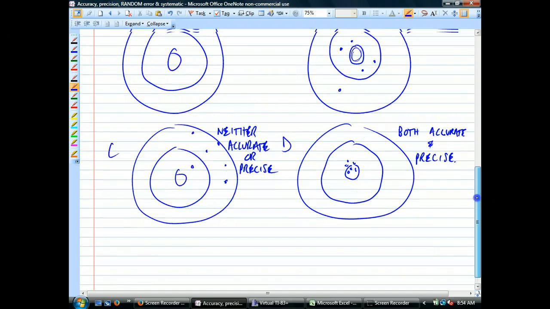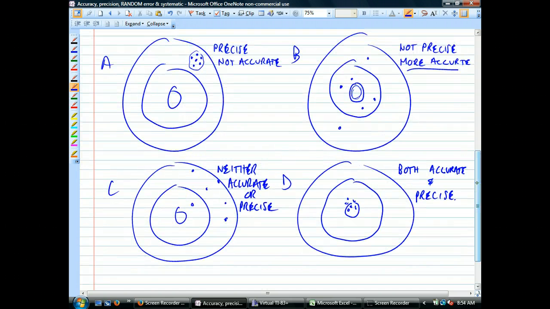Now, which would you rather be? Of course, your first choice would probably be D, both accurate and precise. But which would be your second choice? If you could be any of these four archers or shooters or whatever they are, which would you rather be? Of course, you'd rather be D, but what would be next? I would suggest that your second choice is A.